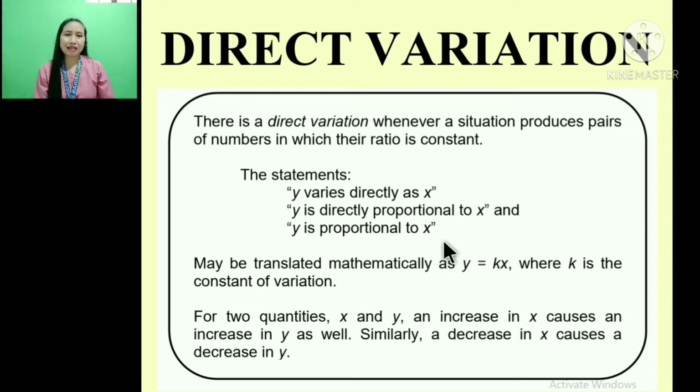You will determine if a given situation or problem is direct variation by simply looking at those keywords. We have directly, proportional, and proportional. So it may be translated mathematically as y is equal to kx, where k is the constant of variation. For two quantities, x and y, an increase in x causes an increase in y as well. Similarly, a decrease in x causes a decrease in y.